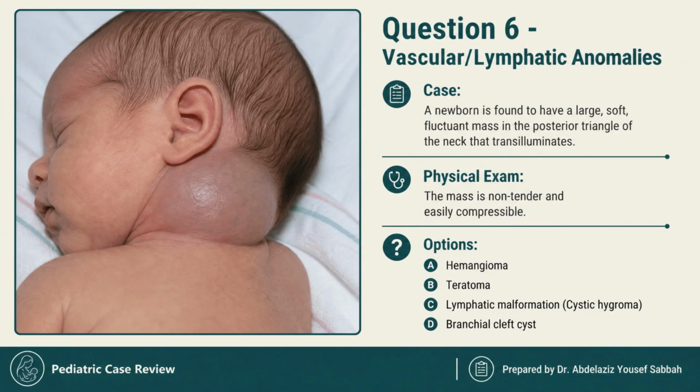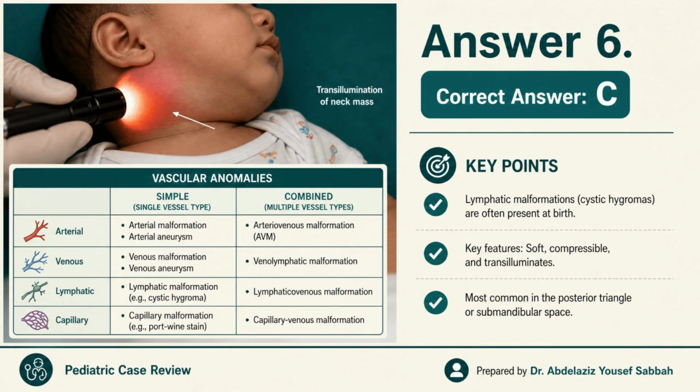Option A. Hemangioma. Option B. Teratoma. Option C. Lymphatic malformation, also known as cystic hygroma. Option D. Branchial cleft cyst. The correct answer is option C, lymphatic malformation or cystic hygroma.